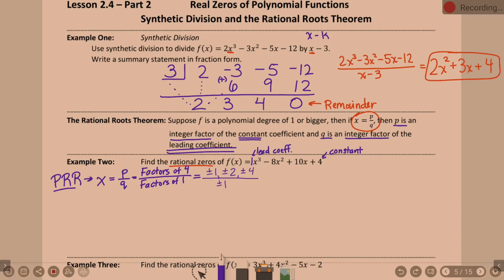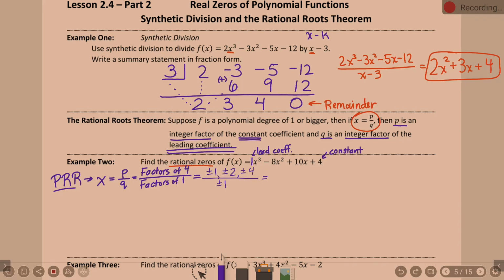Now, I don't leave this just like this though. I wouldn't use the word cancel. We're going to make a list, and the idea is that everything in the numerator has to take a turn over everything in the denominator. My denominator is just 1. So what's 1 over 1? Plus or minus 1. What's 2 over 1? Plus or minus 2. What's 4 over 1? Plus or minus 4.